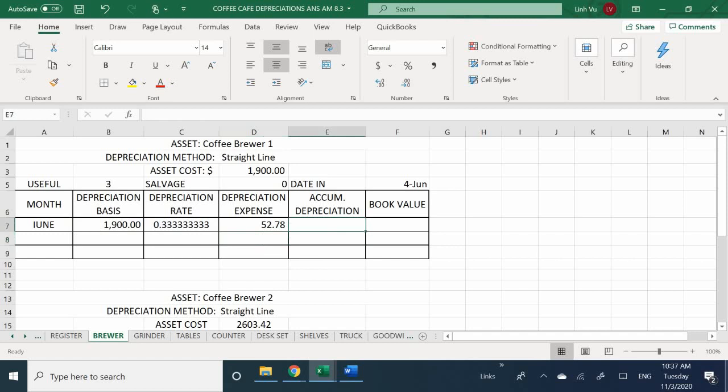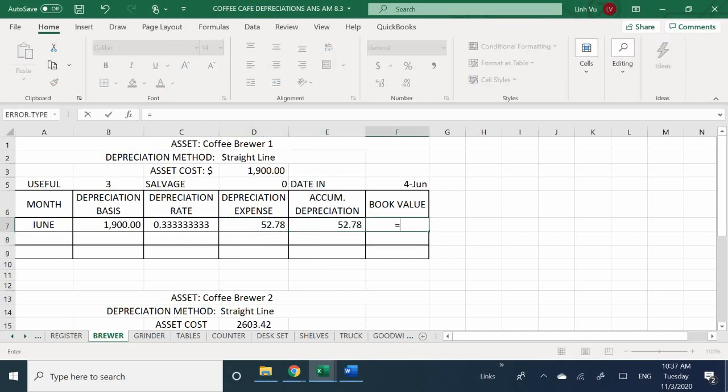Okay, so therefore, my accumulated should be the same. So then what is my book value for coffee brewer number 1? I got $1,847.22. Good. So that means I'm going to depreciate $52.78 worth for my coffee brewer number 1.